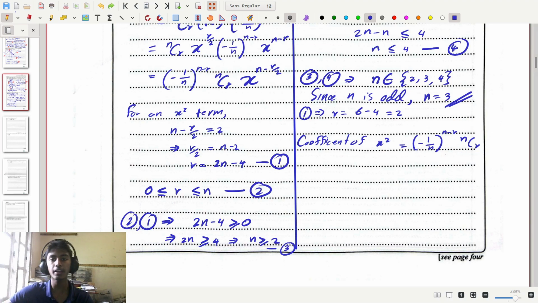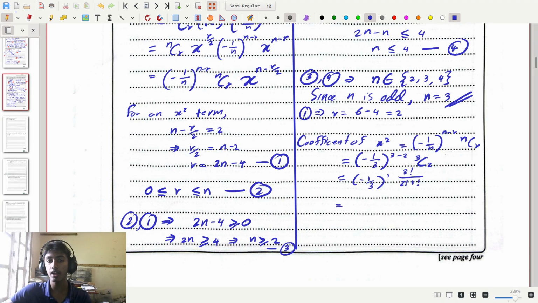If we solve that, if we substitute n equals 3 and r equals 2 here, we're going to get minus 1 divided by 3 to the power of n minus r, to the power of 3 minus 2, times n choose r, which is going to be 3 choose 2. Now for the first bit, 3 minus 2 is equal to 1, so we get minus 1/3 to the power of 1. And for 3 choose 2, from what we know about the choose function, this is going to be equal to 3 factorial divided by 2 factorial times 3 minus 2 factorial, or 1 factorial.